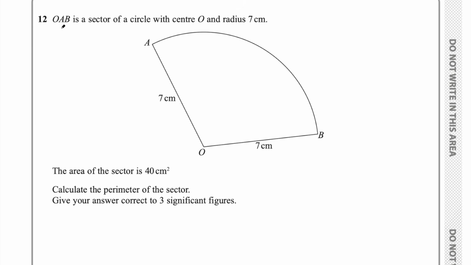Question 12 says OAB is a sector of a circle with center O and radius 7 centimeters. The area of the sector is 40 centimeters squared. Calculate the perimeter of the sector. Give your answer correct to 3 significant figures.